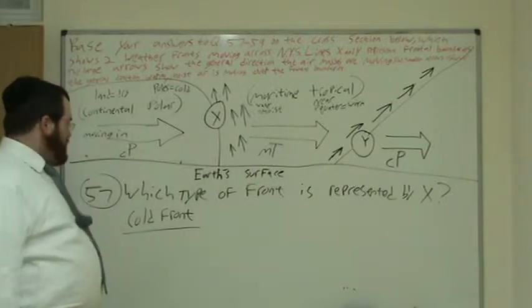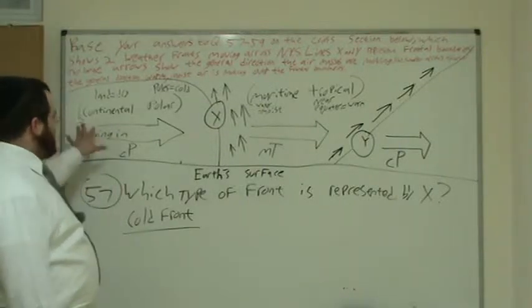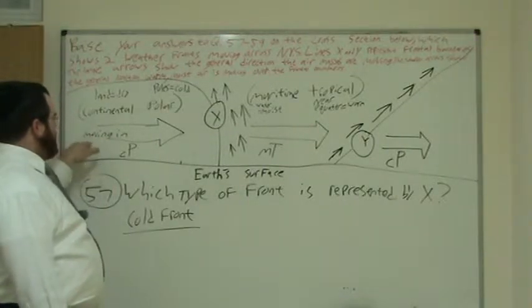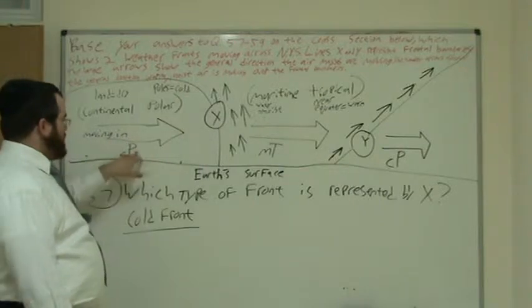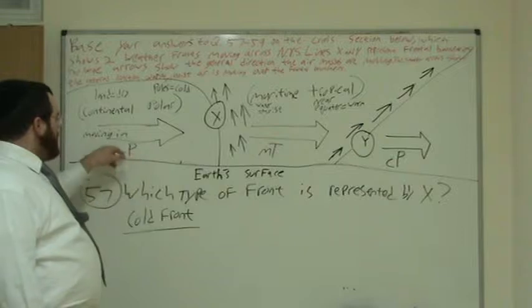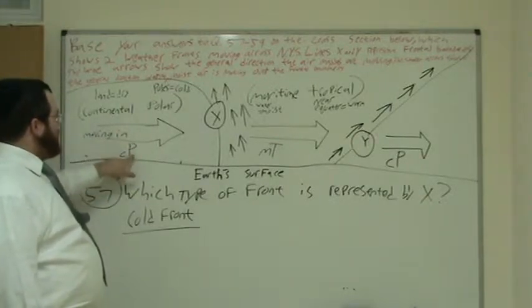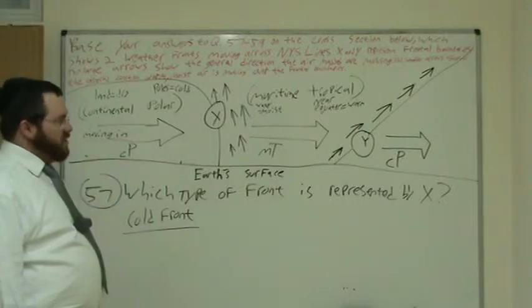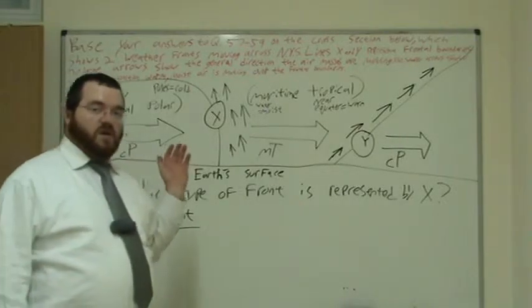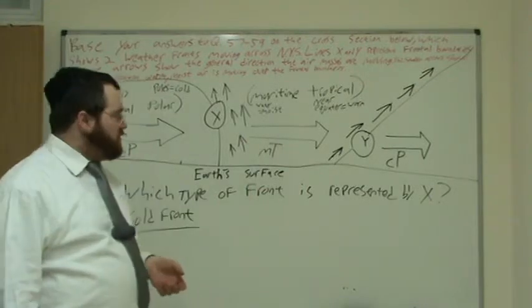Question 57. Which type of cold front is represented by X? So here it shows you an arrow and CP. If you look at your graphs that they give you, it will show you that C is continental, P is polar, CP is continental polar. Continental is going over land, so it's dry. Polar is from the pole, so it's cold, dry air.